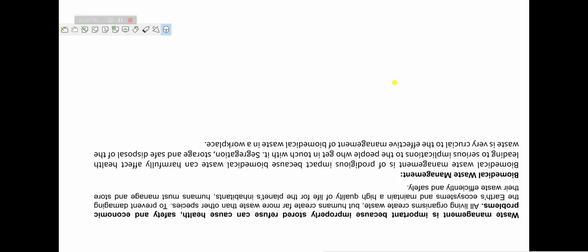economic problems. Fine. So living organisms create waste, but humans create far more waste than other species. So to prevent damaging the earth's ecosystem and maintain a high quality of life for the planet's inhabitants, humans must manage and store their waste efficiently and safely. Fine. So for our earth's health also, to maintain the earth's ecosystem and quality of life for the planet's inhabitants, we should manage our waste in proper ways, right?